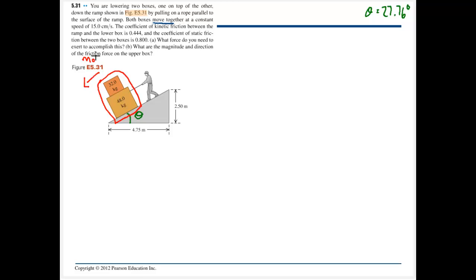So this is going to be my motion, and he's going to be applying some tensional force to his rope right there. So if I consider this to be a system, then obviously my mass of the system is going to be the 32 kilograms plus the 48 kilograms, and that comes out to be 80 kilograms.